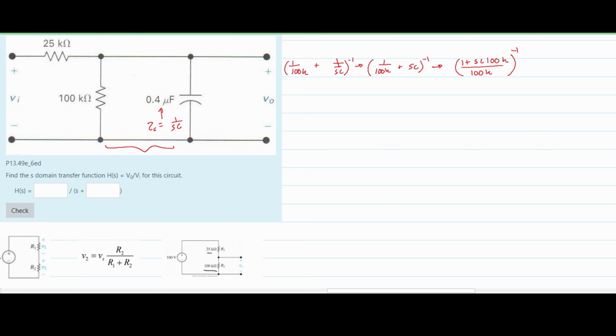So all we need to do is flip this. We are going to have 100K divided by 1 plus 100K S times C. And so this is going to be the impedance of these two impedances. And now our circuit diagram is going to look something like this. We still have our Vi here, and then inside of here we are going to have this resistor, 25 kilo ohms, and now we are going to have this total resistor right here, where we have 100K over 1 plus 100K S times C.